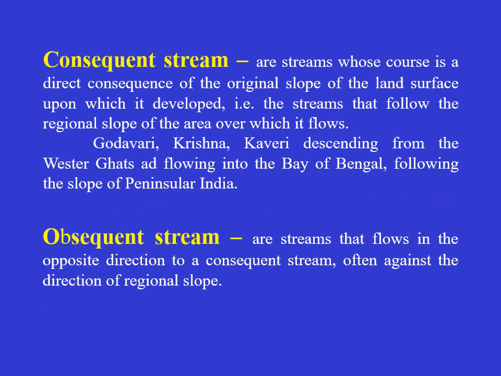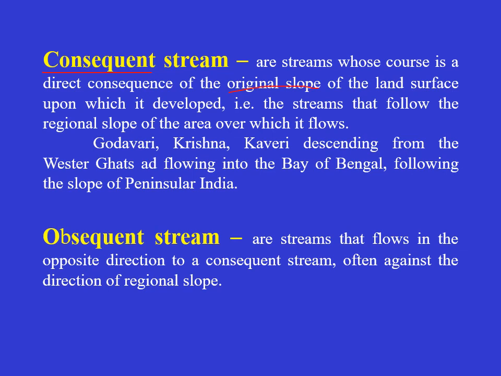Now, depending on the regional slope, that is the overall gradient of the area, and the flow direction of the river, streams are divided into certain types. The first one is the consequent stream, where the course of the stream, the flow direction of the stream, is following the original slope or regional slope of the land surface. Those are the consequent streams.